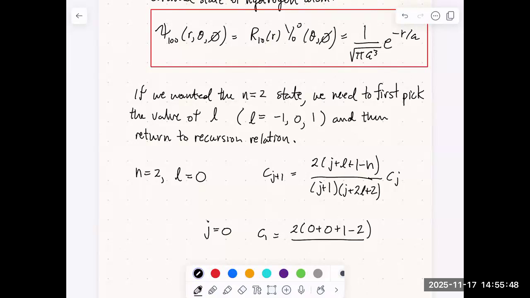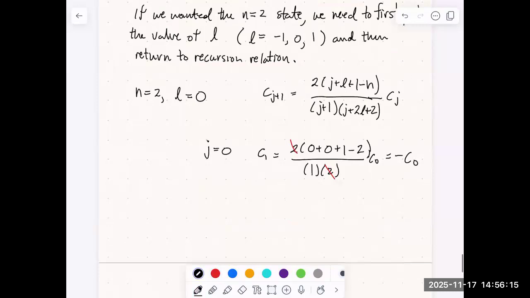times 2 in the denominator. So 1 times 2. And let's see, this 2 is going to cancel with that 2. And we just get 1 minus 1, which is minus 1. And so we get, sorry, I forgot, I need a C0 here. So minus C0. All right. Now, previously we found C1 was equal to 0. This time it's not equal to 0, so we have to keep going. We go to the j equals 1 state. That would tell us what C2 is going to be equal to.